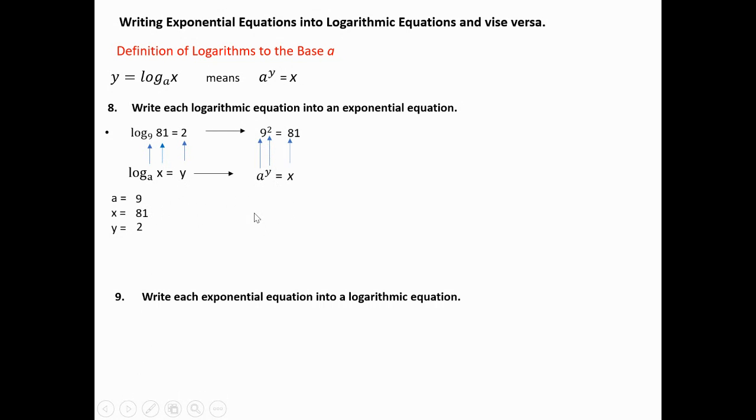So now, number 9, write each exponential equation into a logarithmic equation. Now they're going the other way, right? So instead of going from logarithmic to exponential, now you're going to go from exponential to logarithmic. And again, you use the same property here. So we have a to the y equals x. This is exponential form, and on the right is logarithmic form.